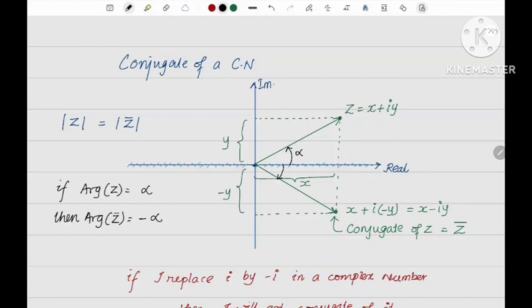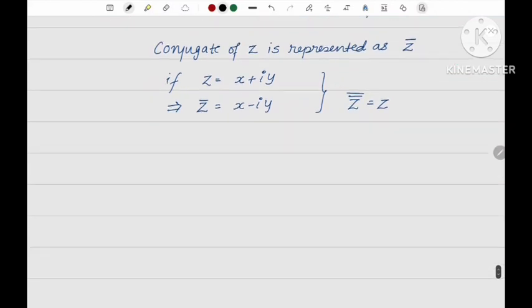That should be understood. So whenever you think of conjugate, close your eyes, just think of having a mirror image of that complex number with respect to the real axis. So if the complex number is lying below the real axis, the mirror image will go above the real axis, and if the complex number is lying above the real axis, its mirror image or the conjugate will go below the real axis. So just a few examples.